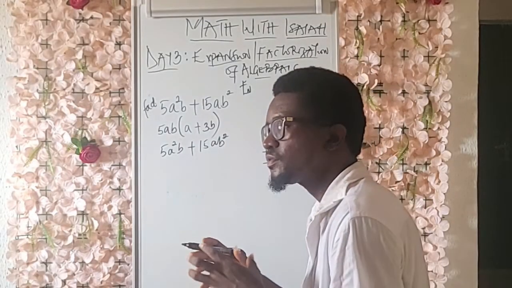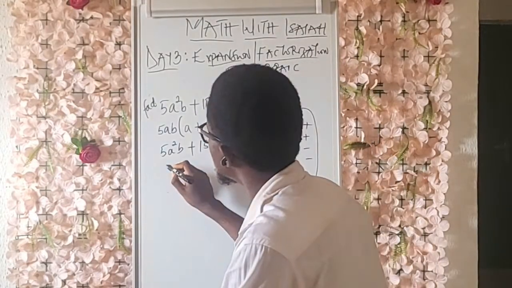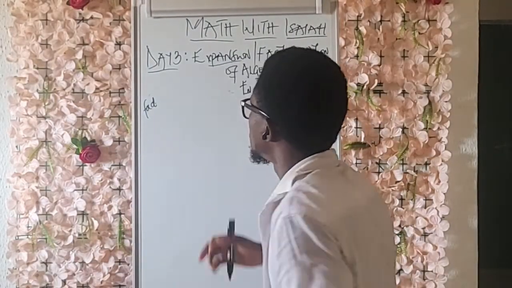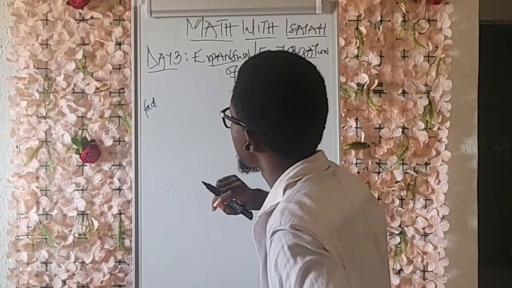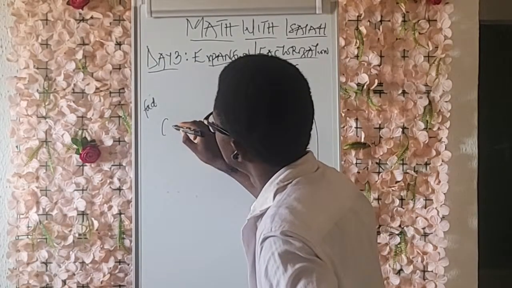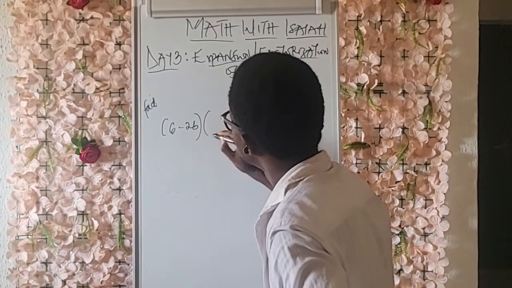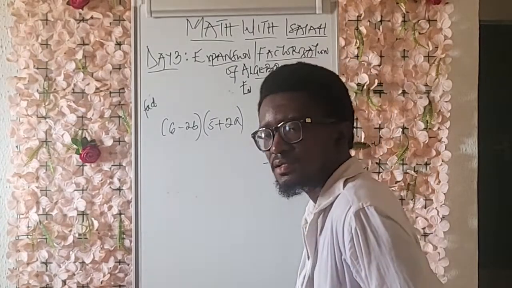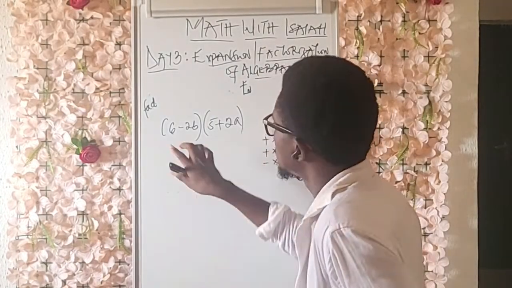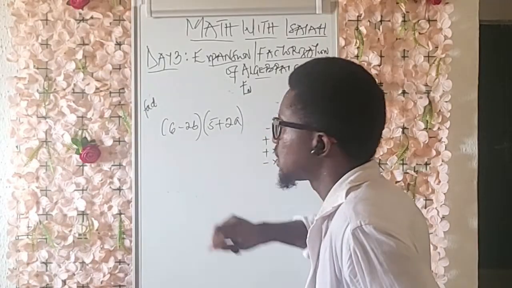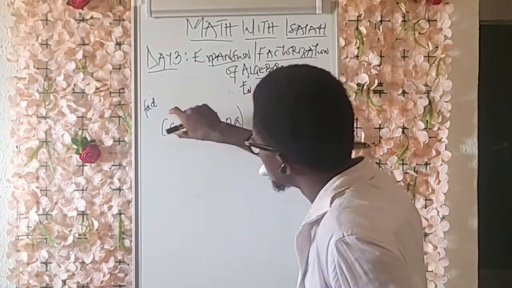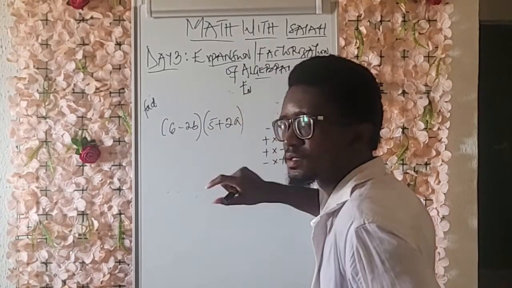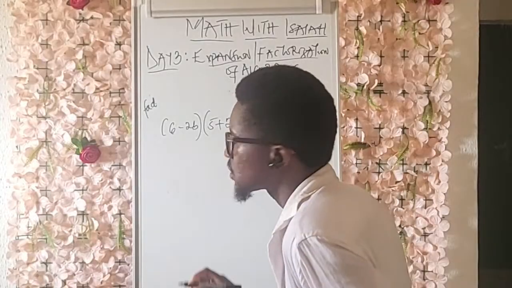Let's quickly do more of those double brackets, something like this. Let me clear this. Something like this: 6 minus 2b, 5 plus 2a. Let's expand this. Remember what I said. This is multiplying this, and each is multiplying both. So this times this, times this, times this. It's now understood. Now, let's go.